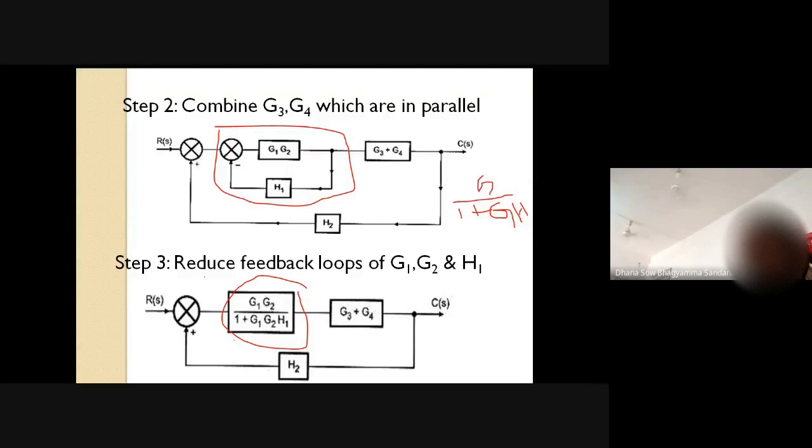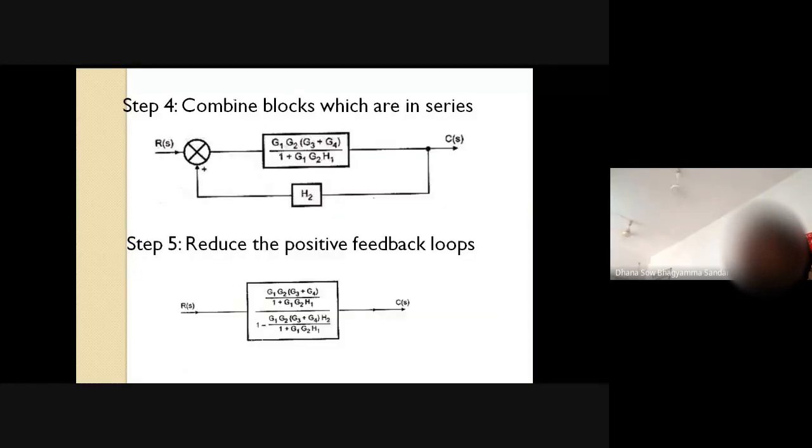Next step, step number 3. You have reduced the feedback loop, so when the feedback loop is reduced, you will get this. Now what we can see here is this block is in series with this block, so you have to multiply this gain value with this gain value. Next, step number 4, combining the blocks which are connected in series. You will get this.